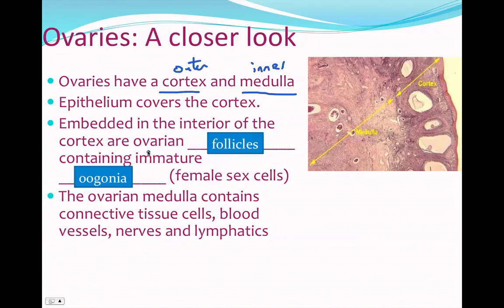Embedded in the interior of the cortex are ovarian follicles, containing immature oogonia. Oogonia are going to be our female sex cells, and they're nourished by a set of cells on the outside called the follicles. In this picture here, you can see a number of them in the outer area of the cortex. The medulla on the inside contains tissue cells, blood vessels, nerves, and lymphatics.